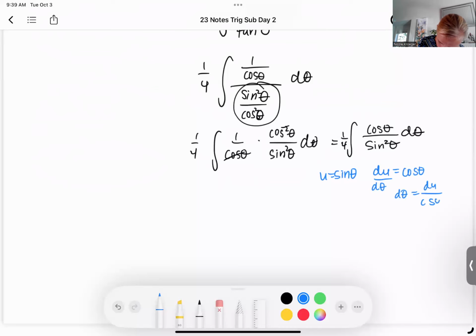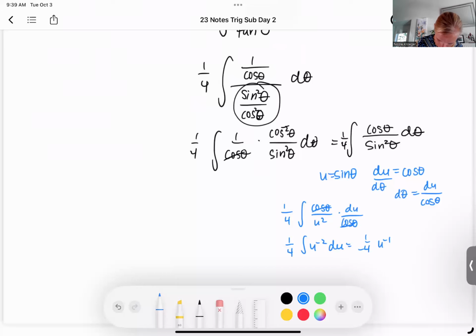And so my integral becomes 1/4 times the integral cosine theta over u squared times du over cosine theta. Cosines cancel each other out. So we have 1/4, this is u to the -2. So when I anti-differentiate that, I get 1/4 u to the -1. We have to divide by -1.